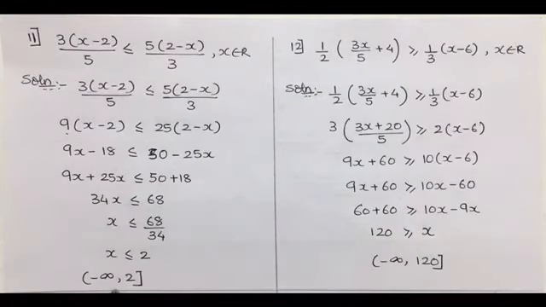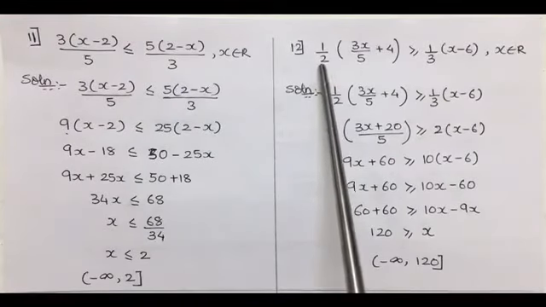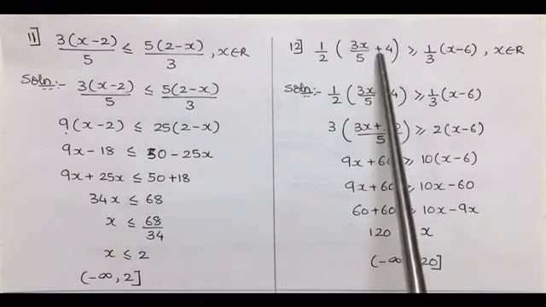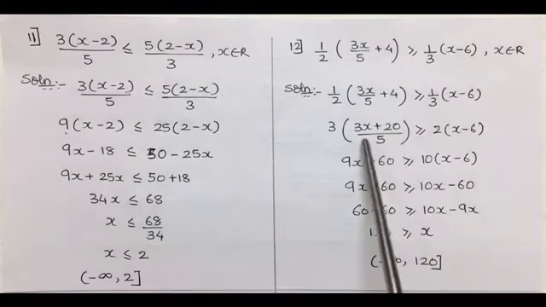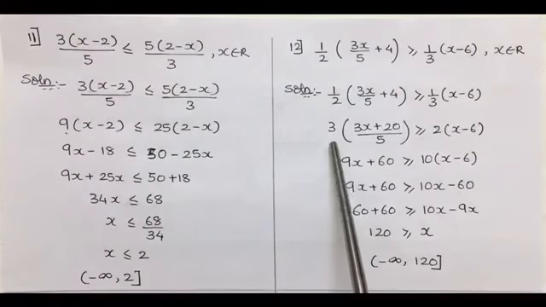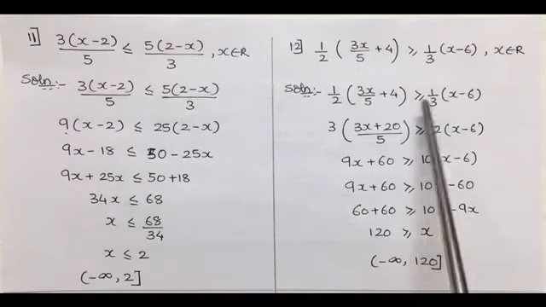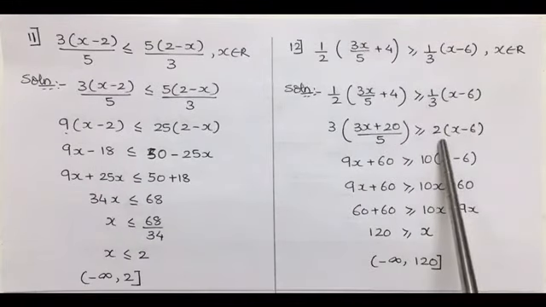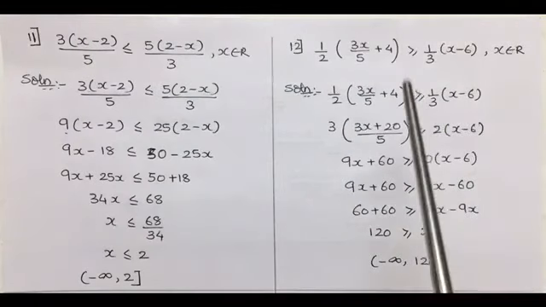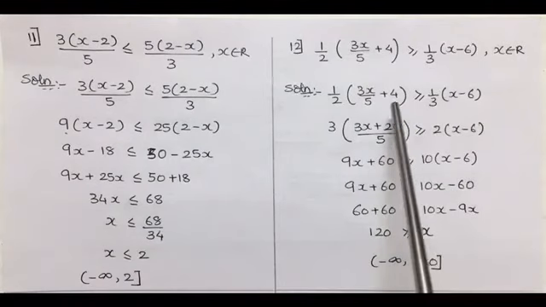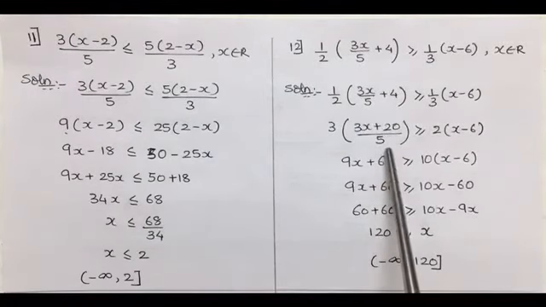So the final answer becomes minus infinity to 2 close. 12th one is: taking out the LCM inside the bracket, we get (3x plus 20) divided by 5. 3 remains outside as it is. By taking the cross multiplication, this 3 and 2 is multiplied here, so we got 2. So the very first step is being done by taking 3 here and 2 the other side, and taking the LCM in the bracket.